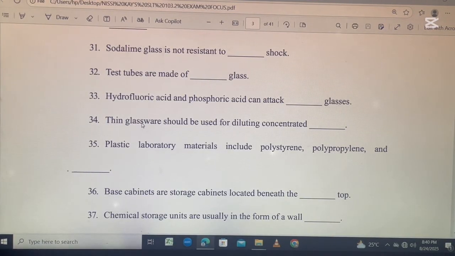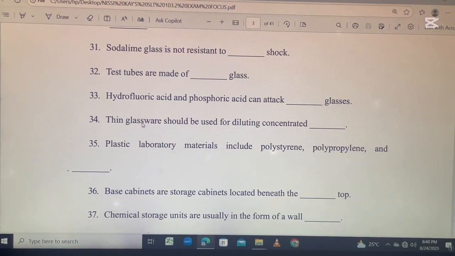Okay, the next question: hydrofluoric acid and phosphoric acid can attack borosilicate glasses. So if hydrofluoric acid and phosphoric acid come in contact with borosilicate glasses, they can actually be very detrimental to the state of borosilicate glasses. Now, the next question: thin glassware should be used for diluting concentrated acid.